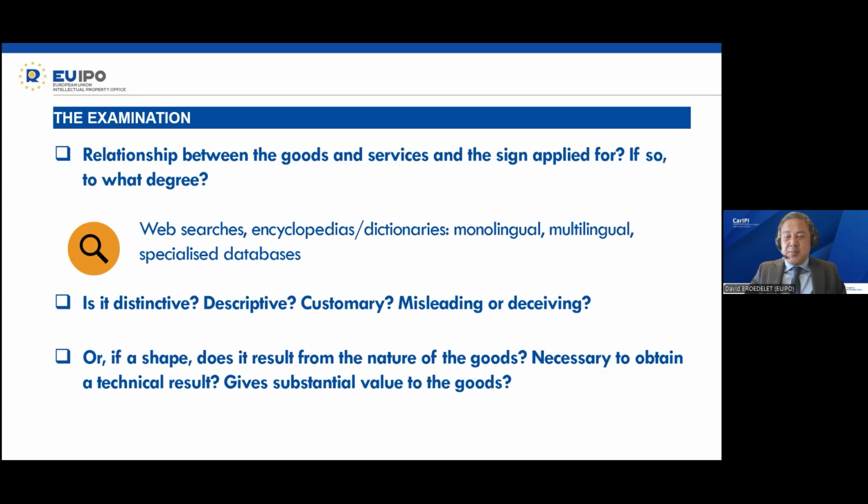If the sign that is applied for is a shape, does the shape result from the nature of the goods? To give you an example, take a funnel, then of course this has one shape. Certain products have a certain shape. Like a plate you have to eat from is round, so if the trademark is round, of course, this is the shape. Is the shape that we see necessary for the technical results? And we also look if the sign that is applied for gives value to the goods.